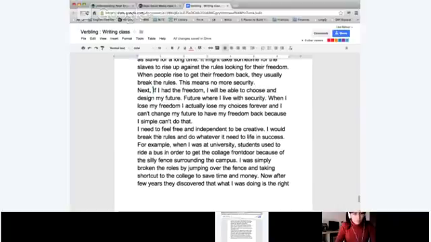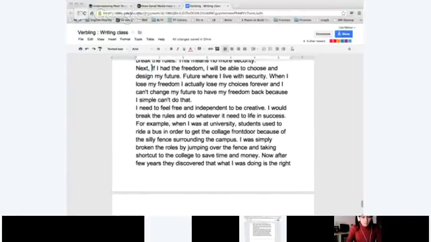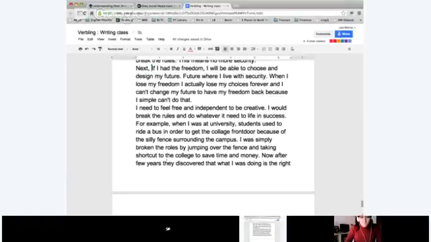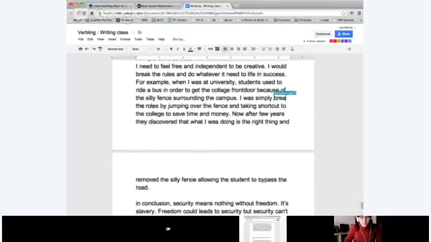I need to feel free and independent to be creative. I would break the rules and do whatever it needs to live in success. For example, when I was at university, students used to ride a bus in order to get to the college front door because of the silly fence surrounding the campus. I was simply breaking the rule.